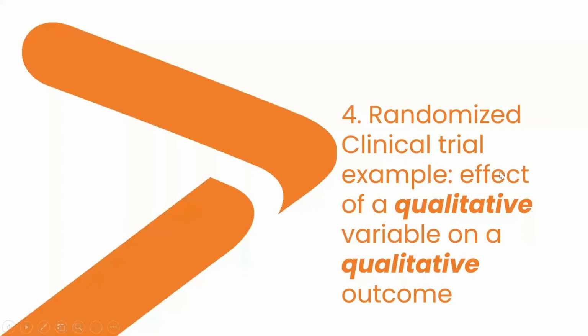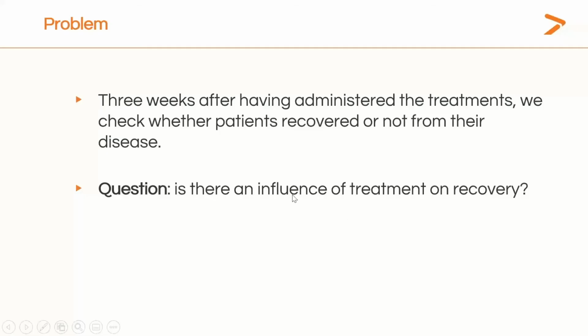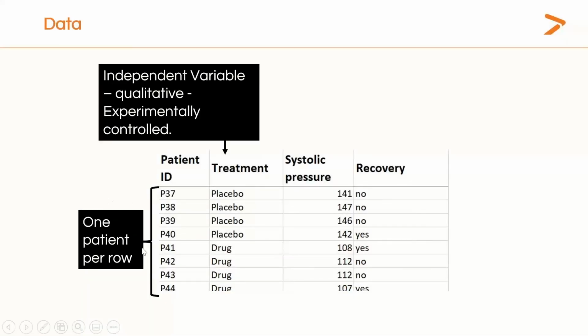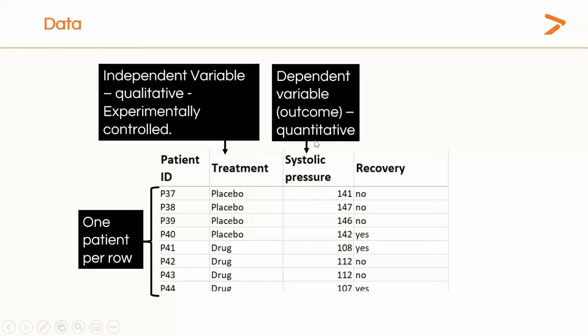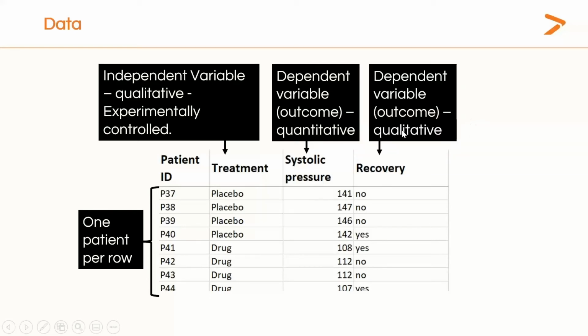Now we're going to investigate the effect of a qualitative variable on a qualitative outcome. So we're still in the same data. 3 weeks after having administered the treatments, we check whether patients recover or not from their disease. Question, is there an influence of treatment on recovery? So we still have one patient per row. It's still the same data set, but I just added this column. We have two variables now, the independent variable treatment, and the dependent variable recovery, which is qualitative. Now the goal is to investigate the effect of treatment on recovery.